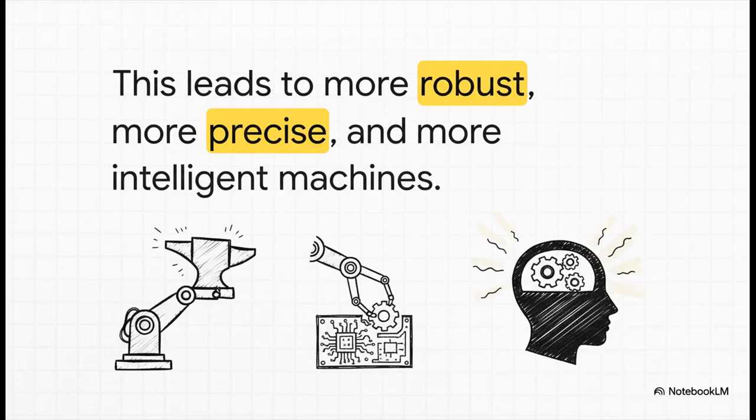So, why does any of this matter? What's the big deal? Well, because this kind of advanced control theory is the invisible engine that's driving our future. It's what's going to let us build more robust robots that can work in crazy, unpredictable environments, more precise manufacturing tools, and ultimately, more intelligent machines that can safely and effectively navigate our very chaotic world.